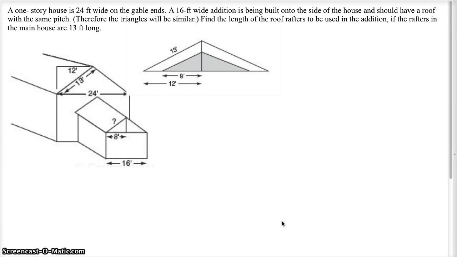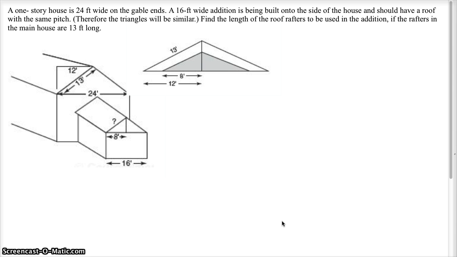This is the next to last problem on the section 6.2 class notes. A one-story house is 24 feet wide on the gable ends. A 16-foot wide addition is being built onto the side of the house and should have a roof with the same pitch. Therefore, the triangles will be similar.